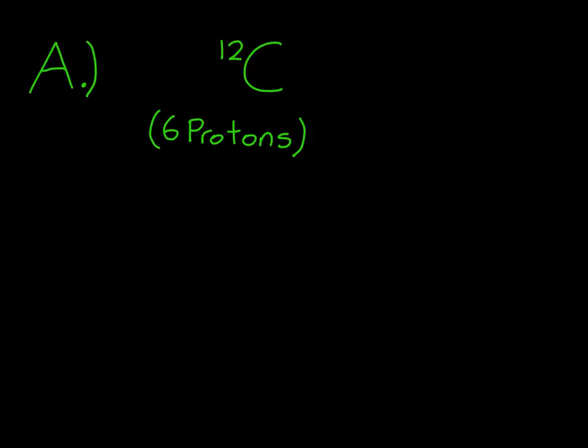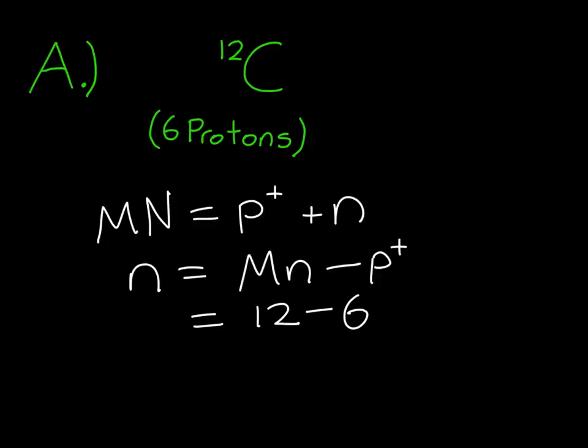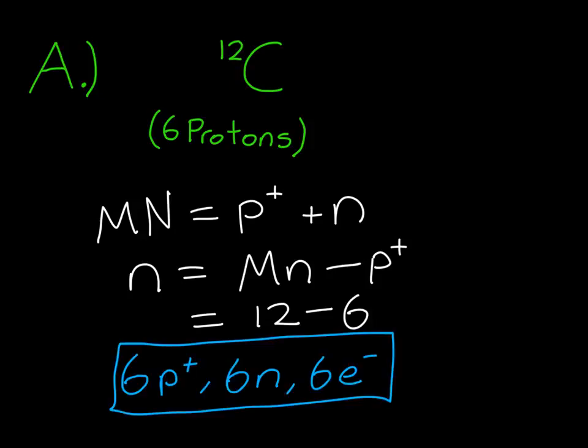So let's start. Here, for part A, we have carbon with a mass number of 12 and no charge, as shown by the absence of an upper right-hand number. Since carbon always has 6 protons, we can subtract 6 from 12 to get 6 neutrons. And the fact that it's neutrally charged means that there must be 6 electrons. So in this atom, there are 6 protons, 6 neutrons, and 6 electrons.